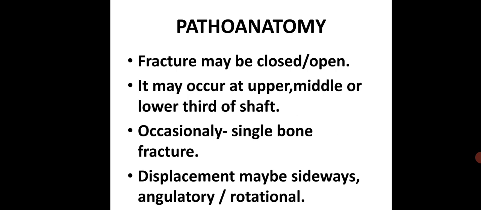Now we'll see the pathoanatomy. The fracture can occur at the upper, middle, or lower third of the shaft. The tibia is commonly fractured at the junction of the upper two-thirds and lower one-third of its shaft, because the tibial shaft is narrowest at this junction. Hence, these are the commonest sites of fracture.